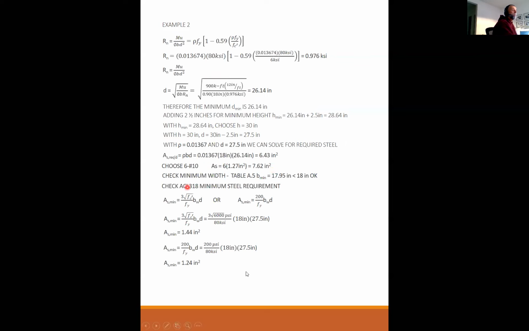They have missed the minimum steel requirement. They have missed the maximum steel check, and they have missed that phi Mn is greater than Mu. So in my book, they missed most of the problem. I want to make sure everybody's very, very clear about this. If you don't do your minimum steel check, you don't do your maximum steel check, and you don't do your capacity check, you've missed most of the problem.